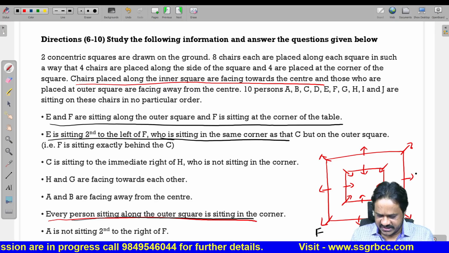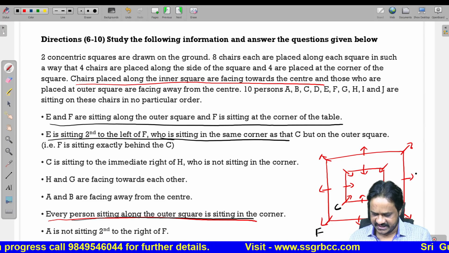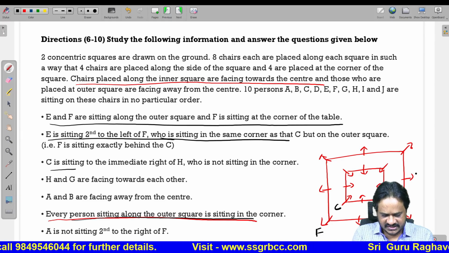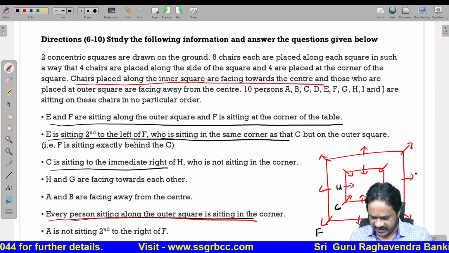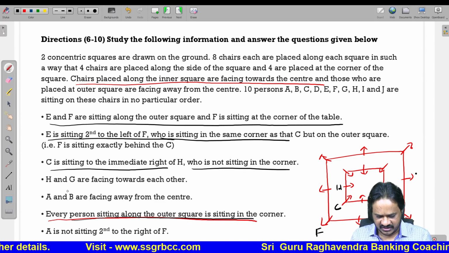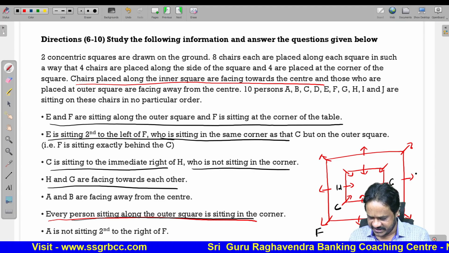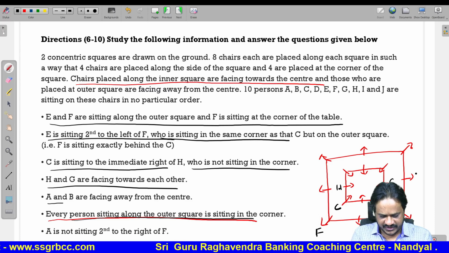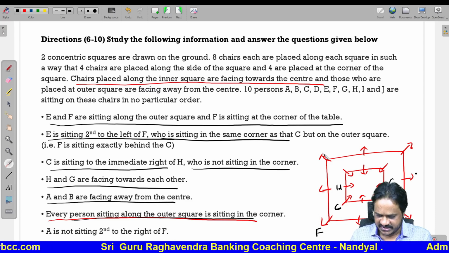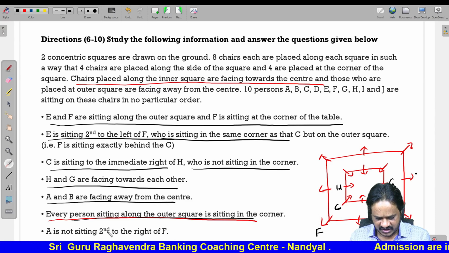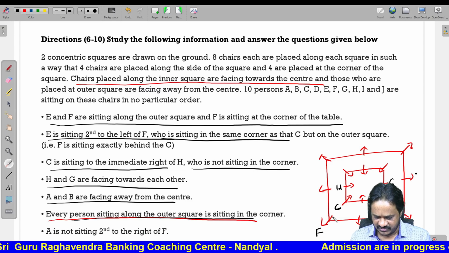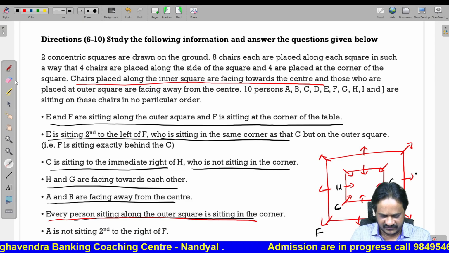Then, F is sitting in the same corner as C, but on the outer square. C is to the immediate right of H. H is not in the corner. H and G are facing each other. Now A and B are facing away from the center, which means A and B will definitely come in the corners. A is not sitting second to the right of F. This is second to the right of F.